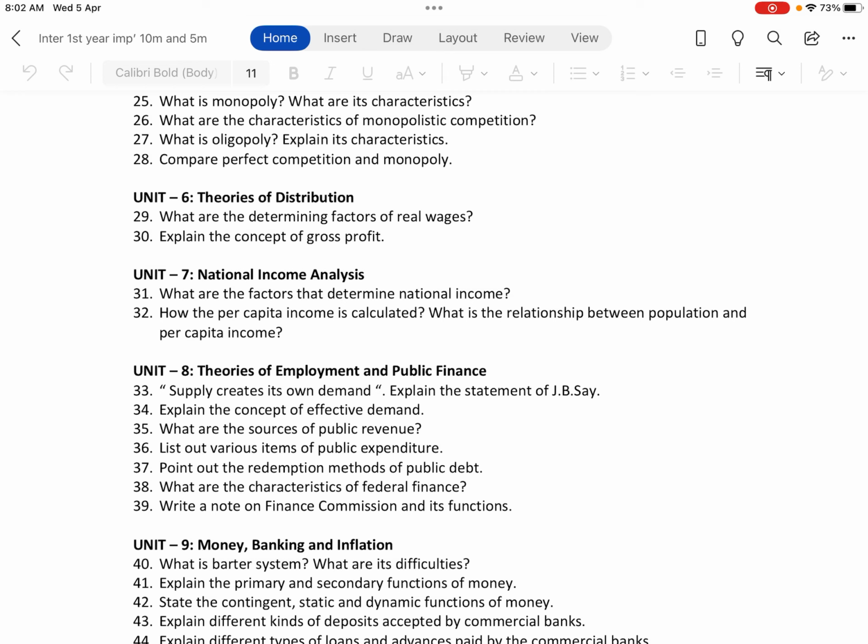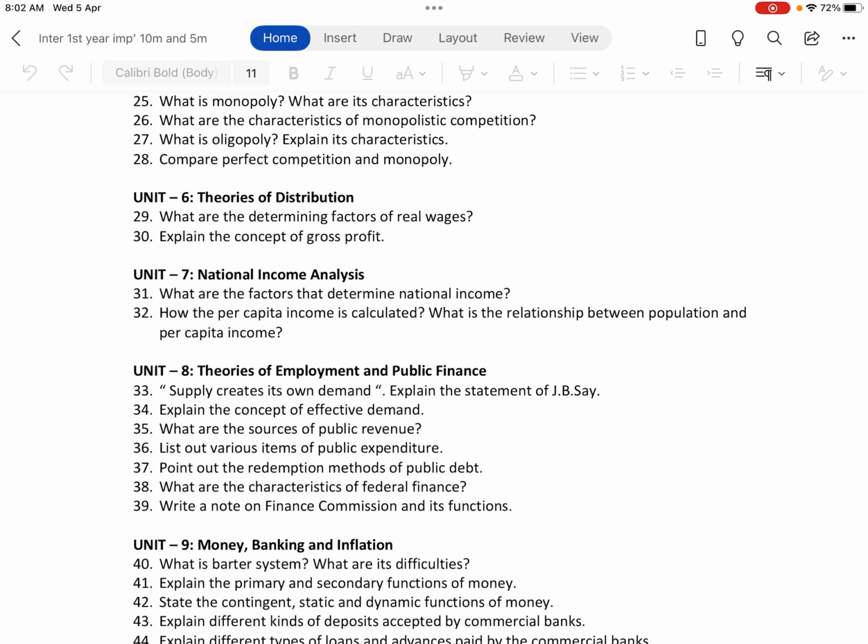So there are various sources of revenue, isn't it? Tax revenue, direct tax, indirect tax, administrative revenue, commercial revenue. So all those types of revenues you have to explain. And 36th question, list out various items of public expenditure. 37th question, point out the redemption methods of public debt.